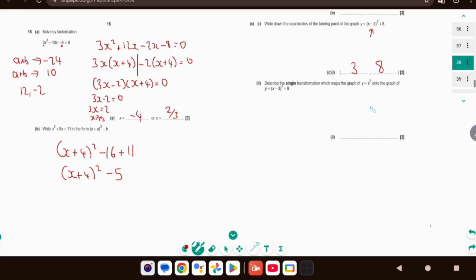Describe the single transformation which maps the graph of y equals x squared onto the graph of y equals x minus 3 squared plus 8. So here we're subtracting 3 inside our function, which means a movement of 3 to the right. So it's a translation because we're moving to the right 3. And then we go up 8. We're adding 8 outside our function. So plus 8 means up 8.